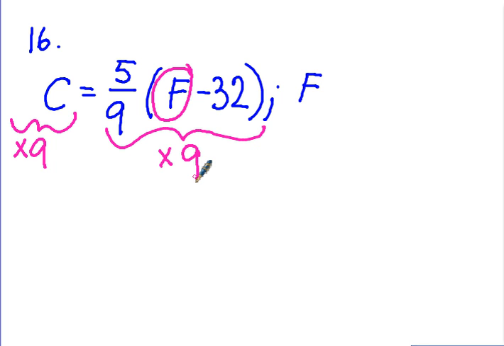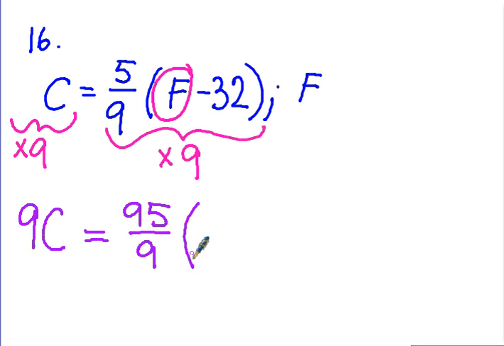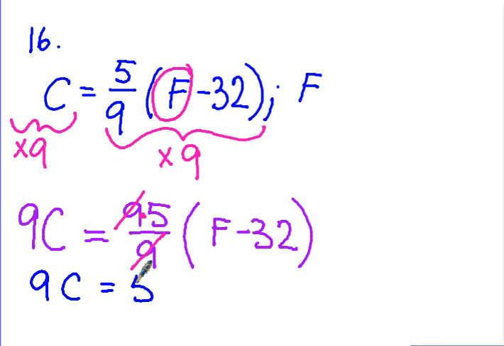And again, I'm going to write it step by step just to make it very clear. On the left hand side we get 9 times c, 9c. On the right hand side it would be 9 times 5 divided by 9 and then multiplied by f minus 32. And this is it. This is multiplication. The 9 and 9, it's not 95, this is multiplication. The 9's cancel each other out. So what we have now is 9c is 5f minus 32.